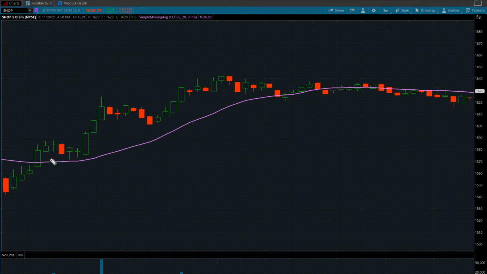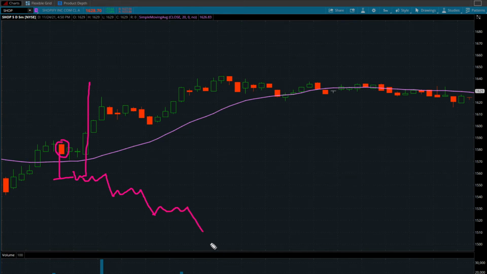Here's why you have to get over that. Because the minute this candle closes below the 20 period moving average and you tell yourself it might be coming back up, well, what happens if it does this? What happens if it does that?